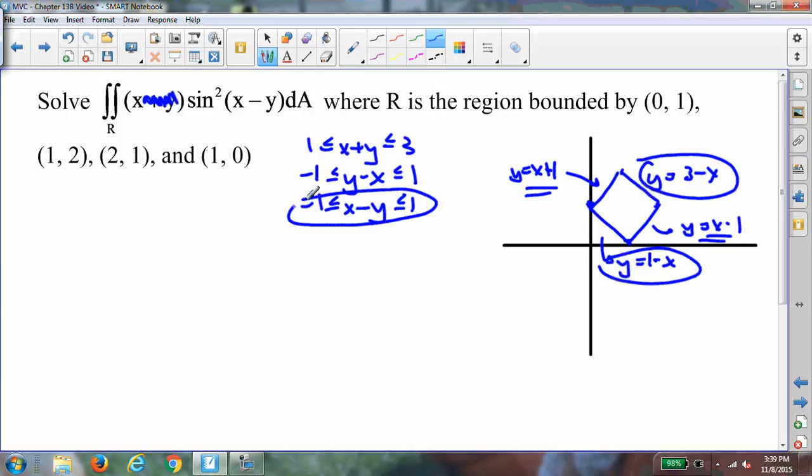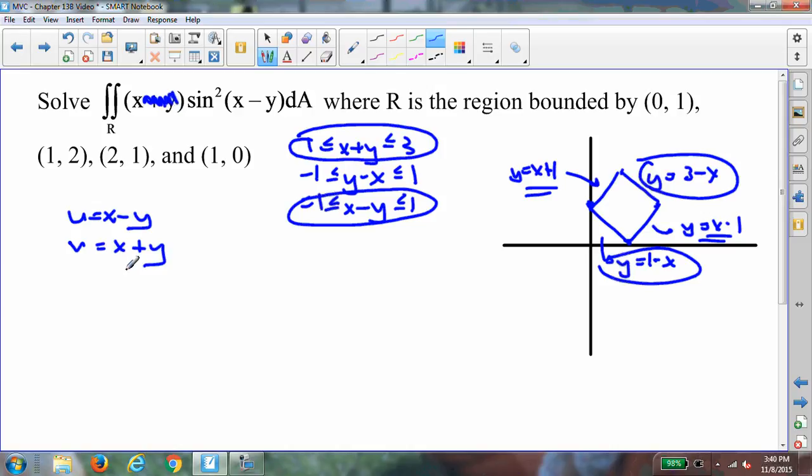So I'm going to define a new coordinate system. I'm going to let u equal x minus y. And that actually serves a twofold purpose, because then sine squared of x minus y I can rewrite as sine of u. I'm going to let v equal x plus y. And I'm going to rewrite this integral in terms of du's and dv's. So to do that, first of all, I need to figure out my Jacobian.